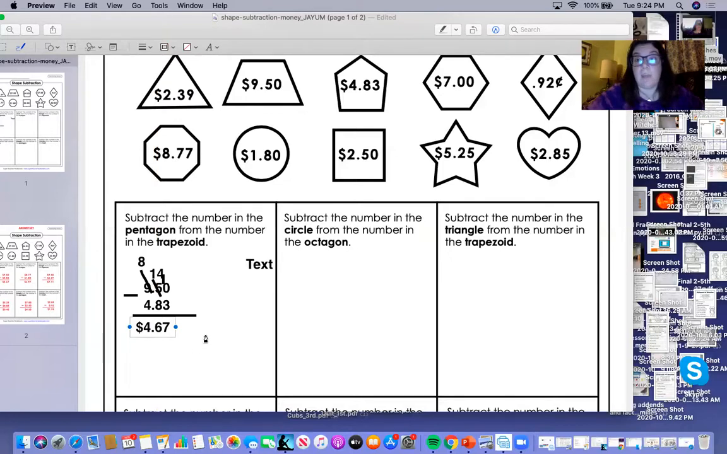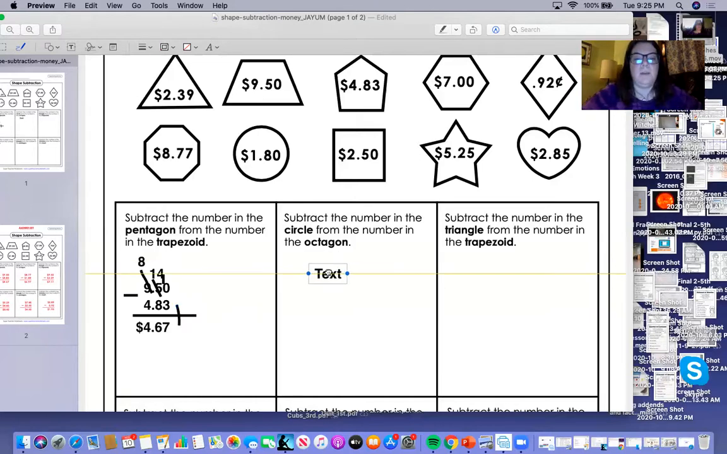$4.67. And we can remember when you're subtracting, you can always double check your work as you can turn this around. And now you can add your difference plus your subtrahend to get, and if you get the minuend, then we did it correctly. So 7 plus 3 is 10, carry the 1. 6 plus 8 is 14, plus 1 more is 15, carry the 1, and 4 plus 4 is 8, plus 1 more is $9.50. Yep, we did that correctly.